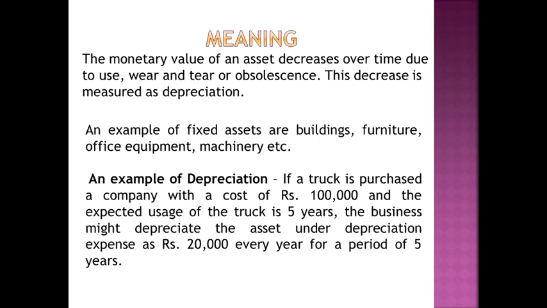Now how do you get 20,000? That is 1 lakh, that is cost plus installation charges minus any scrap value divided by life of the asset. So here there is no installation charges, there is no scrap value. So the amount calculated is 1 lakh divided by 5 years, and you get rupees 20,000 every year.